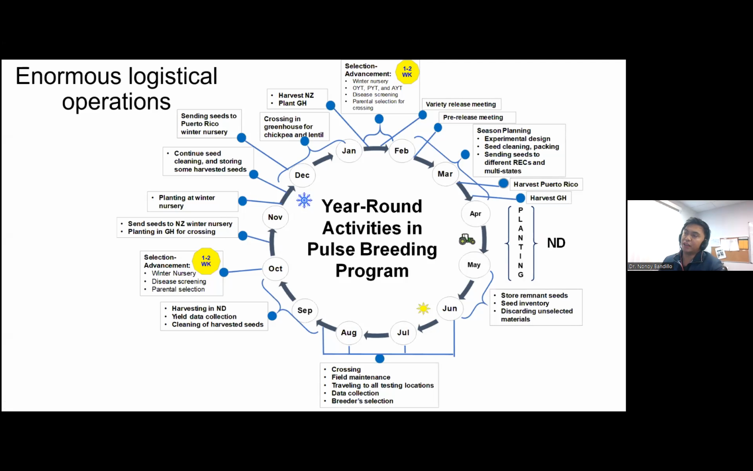After that, we're going to start cleaning and processing a lot of seed for post-harvest quality, and then sending another seed set to Puerto Rico. I'm not going to talk about the details of this, but I would like to highlight that in running a breeding program, there are enormous logistical operations. Okay.